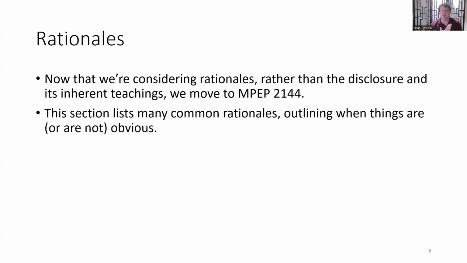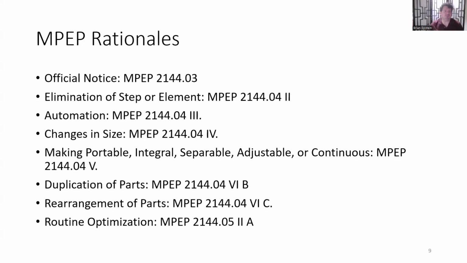So now that we're considering rationales rather than the disclosure of the prior art and its inherent teachings, we move to MPEP 2144. This section lists many common rationales outlining when things are or are not obvious. So this is basically just a table of contents. It's got all of the different rationales listed as well as their location. We're not going to cover all of them today.